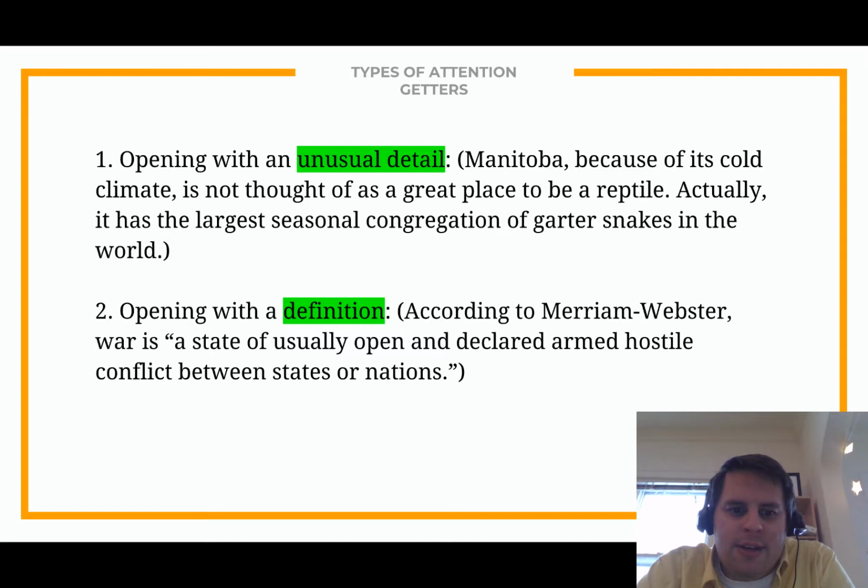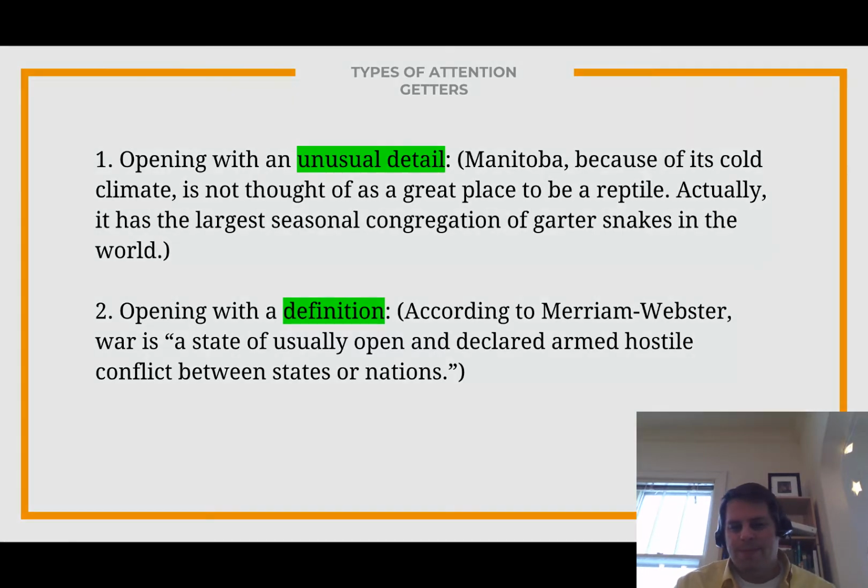Number two, as you can see here, says open with a definition. This is a pretty typical way that I see a lot of students include an attention getter in their introduction, where they maybe find a definition of whatever they're talking about. According to Merriam-Webster, war is a state of usually open and declared armed hostile conflict between states or nations. Maybe they went on to write about a war or something that had to do with war. Of course, you're dealing with culture, so maybe there's a definition of culture that you would want to include for your attention getter. But again, I've seen that before. It's not usually the most creative way to begin your paper.